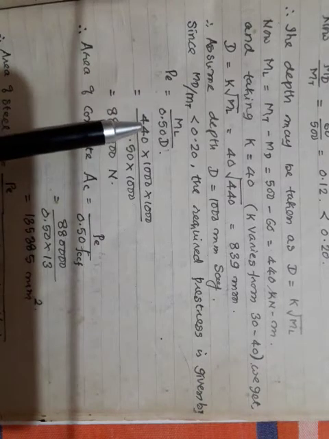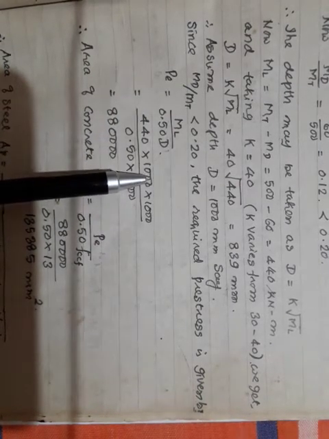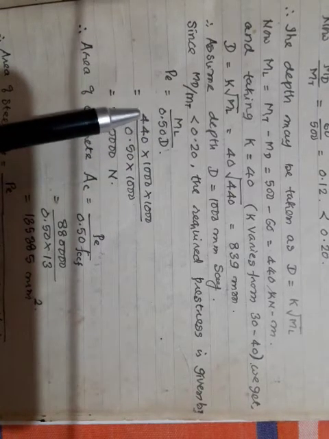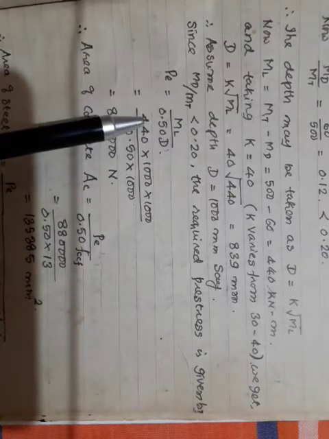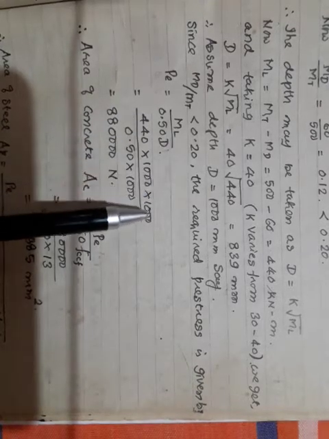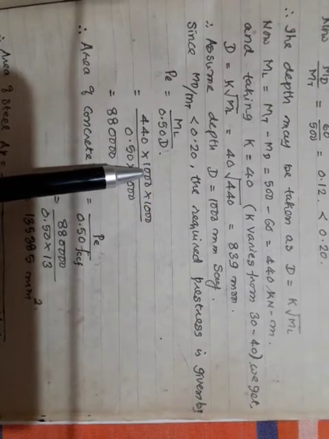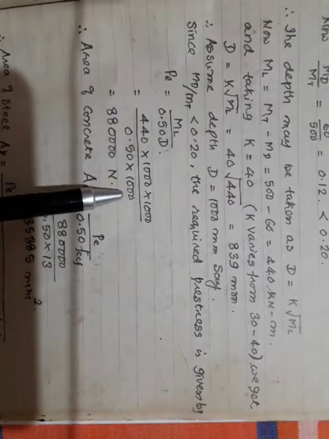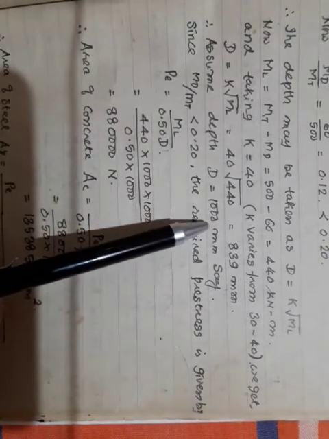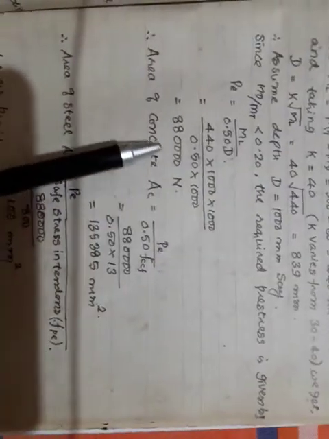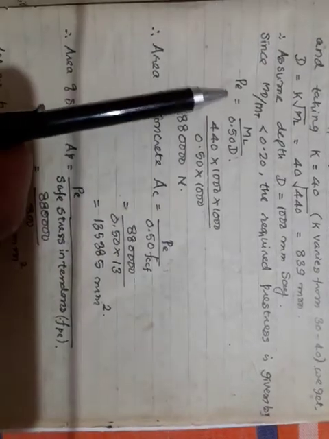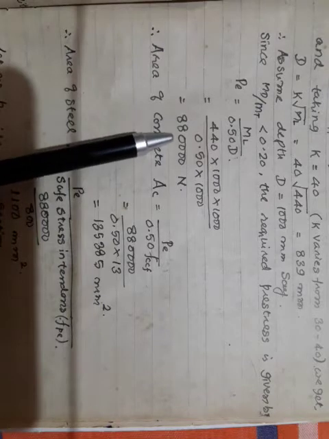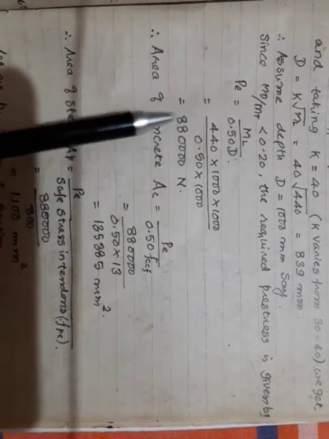M_L I know is 440 kilonewton meter, so to convert it into Newton mm, I multiply by 1000 for Newton and 1000 for mm, divided by 0.5. D adopted is 1000 because I am assuming D is equal to 1000. So approximately I need an effective pre-stress of 880,000 newtons. Okay, this is one thing.